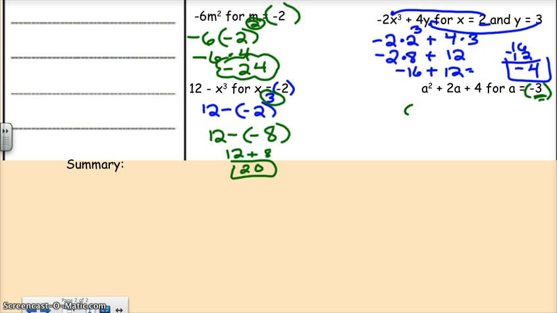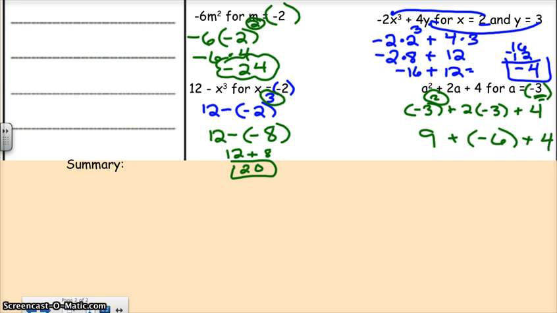So now I'm going to go negative 3 squared plus 2 times negative 3 plus 4. Order of ops, negative 3 squared. It's inside parentheses, even power, so it's going to be positive 9 plus a negative 6 plus 4. 9 plus a negative 6 is 3 plus 4. Final answer of 7.